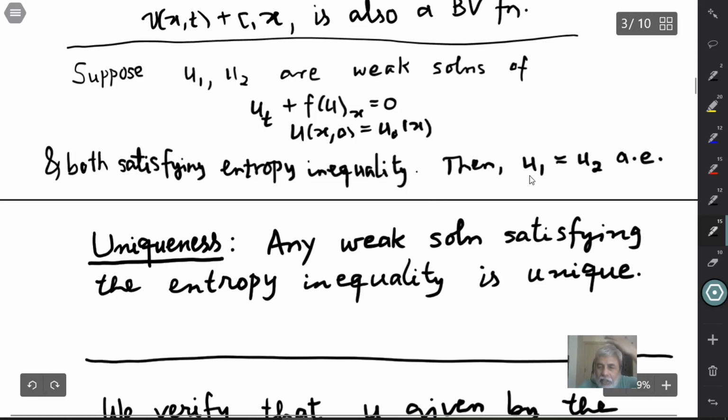They are not at all differentiable in the usual sense. So we have to first smoothen them out and then derive lots of inequalities. So it's very, very technical. The proof of this uniqueness theorem is very technical, so I will not venture into that.